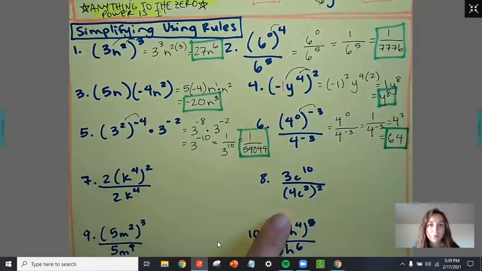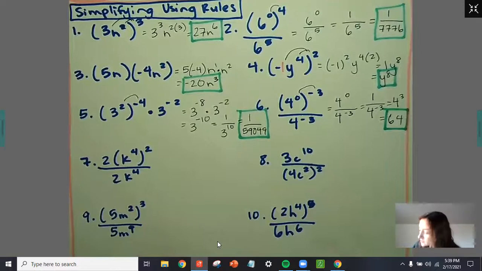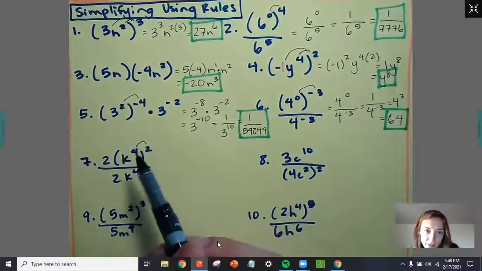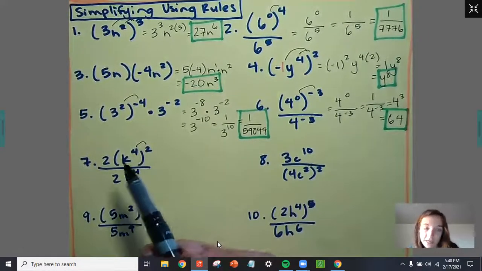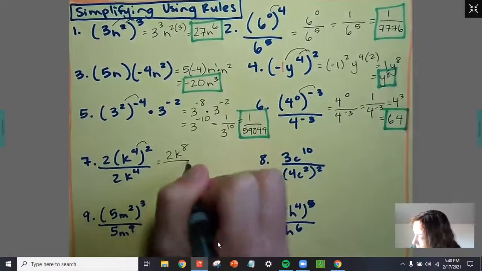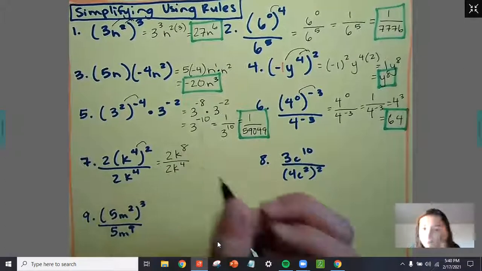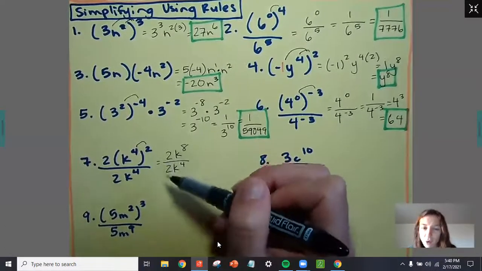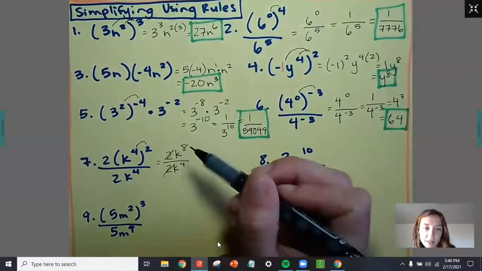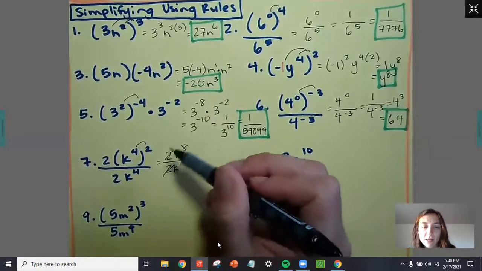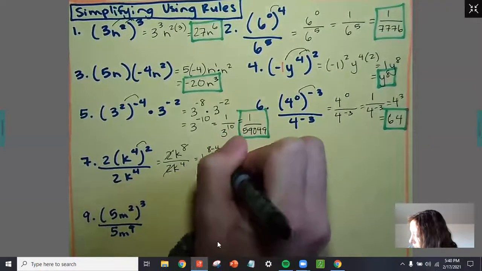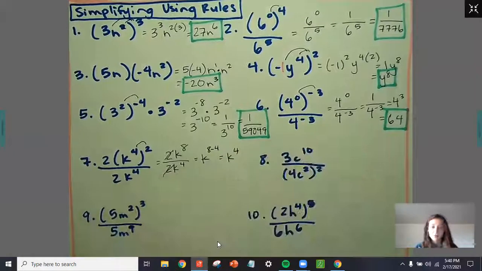Okay, looking at problem number 7, similar thing here. So we're going to be distributing the exponent, and then we're going to be solving from there. Whenever we have an exponent raised to an exponent, we're going to think multiplication. So this is 2 times k, 4 times 2 is 8, and then all of this is divided by 2k to the 4th. 2 divided by 2 is 1, so these will actually just kind of go away, and we'll have k to the 8th divided by k to the 4th. Whenever you're dividing, you want to think subtracting, so we're going to subtract their exponents. And 8 minus 4 is 4. So we're just going to get k to the 4th.